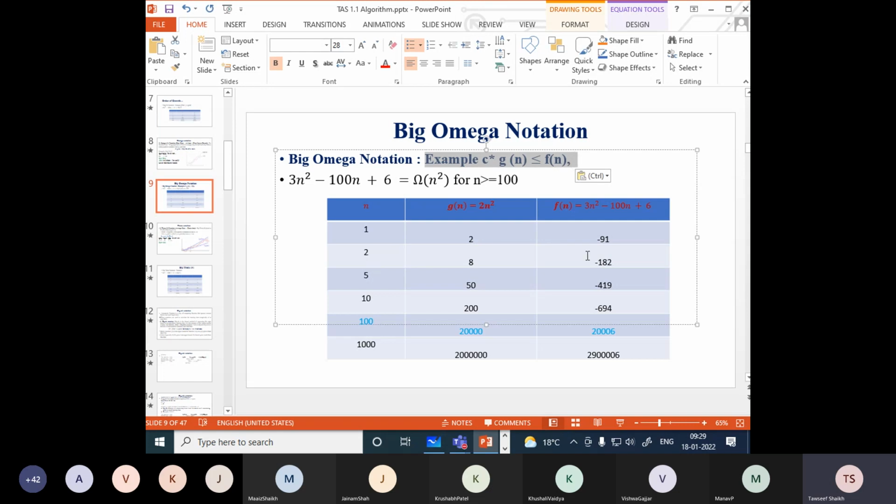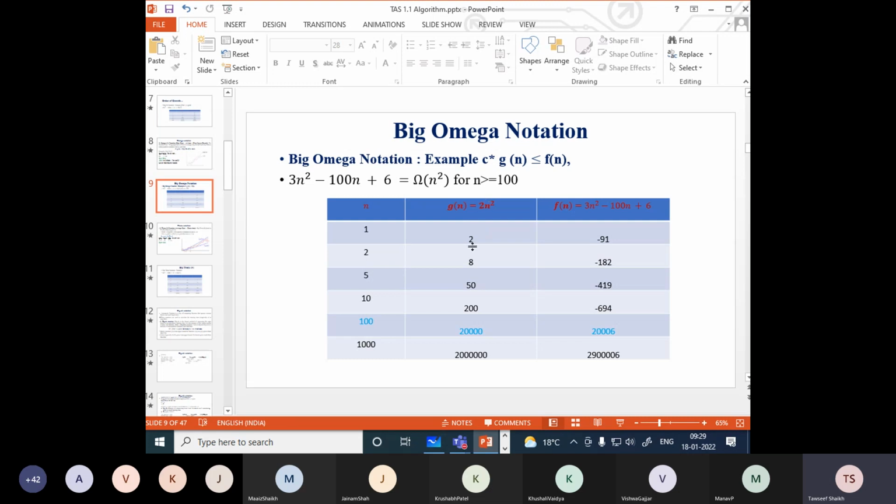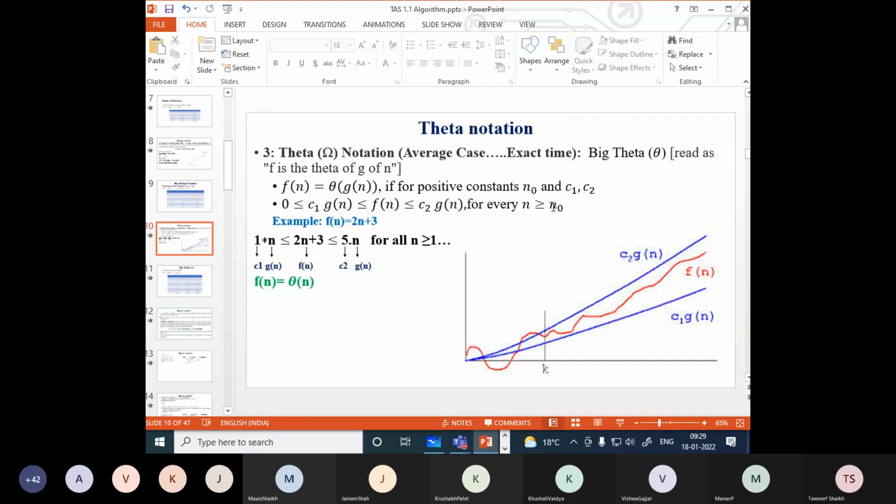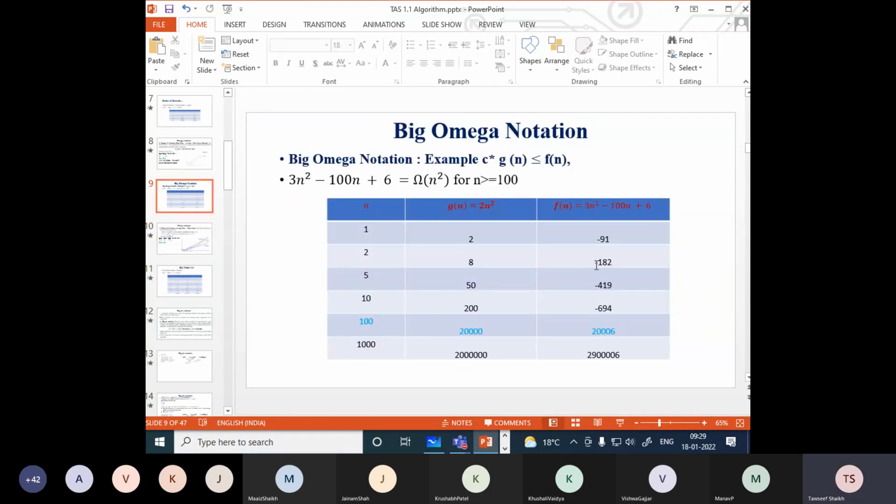When we put n is equal to 2, the value of c into g of n will be 2 times n square, that is 2 square, 4. 4 into 2 becomes 8. And when we put n is equal to 2 in 3n square minus 100n plus 6, it becomes minus 182. So we again see whether c into g of n, which is 8, is less than or equal to f of n. Again, when we put n is equal to 10, we get 200, and f of n becomes minus 694. So the condition is also not satisfied.